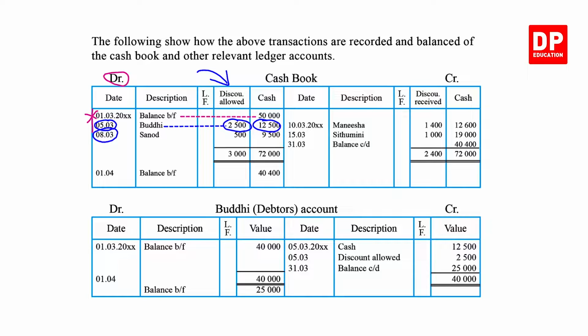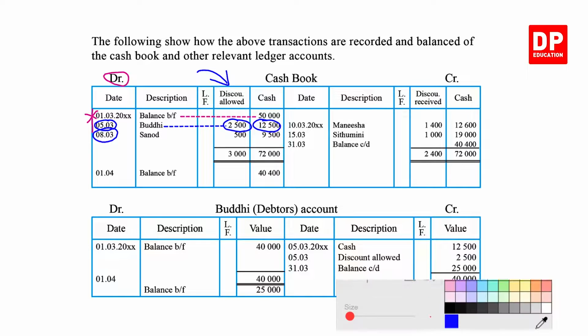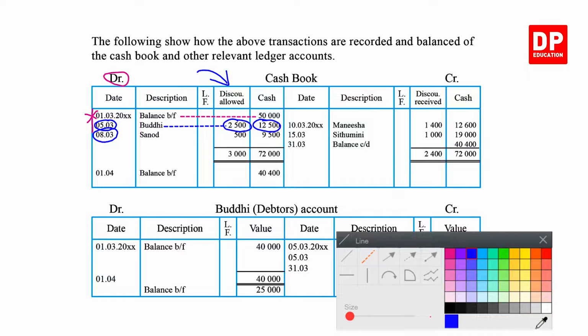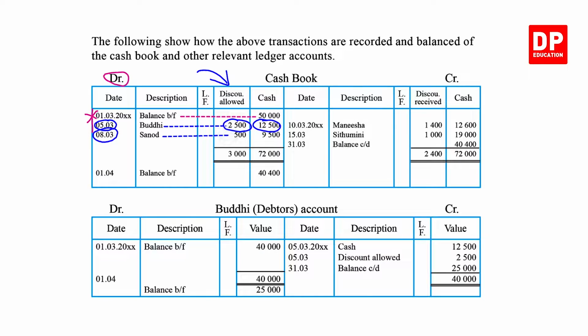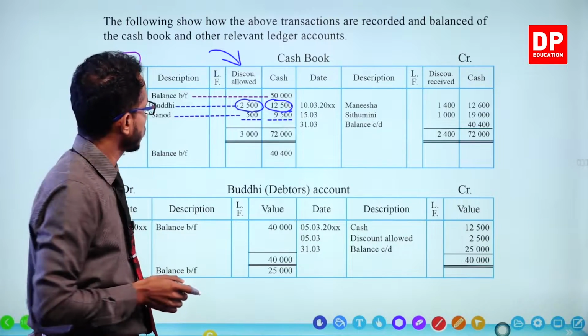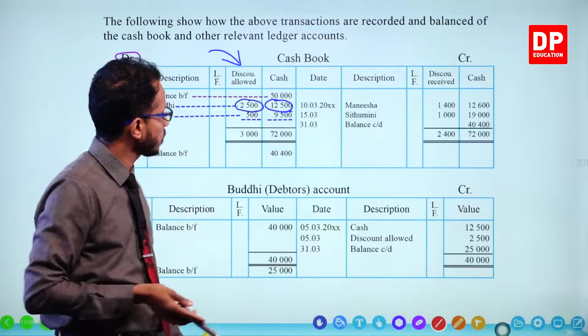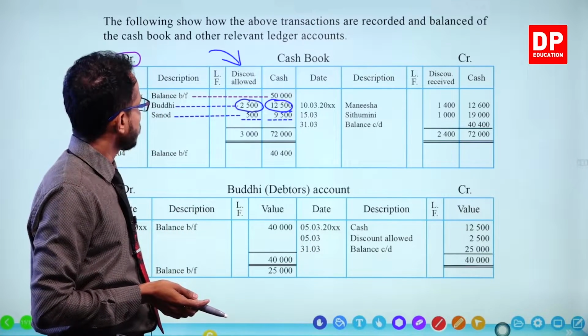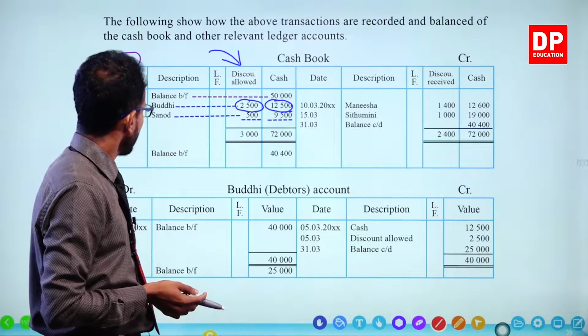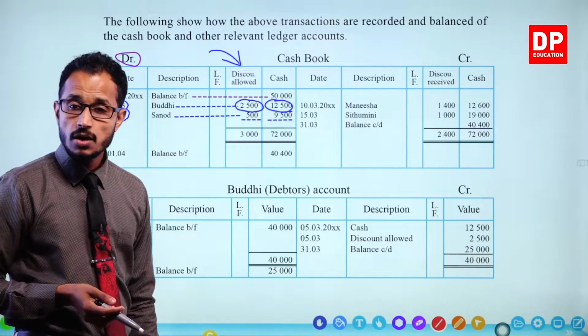8th March. Sanod has paid us 9,500 after deducting 500 from 10,000. See? Easy, right? Easy. Let's go and check out the next transaction.